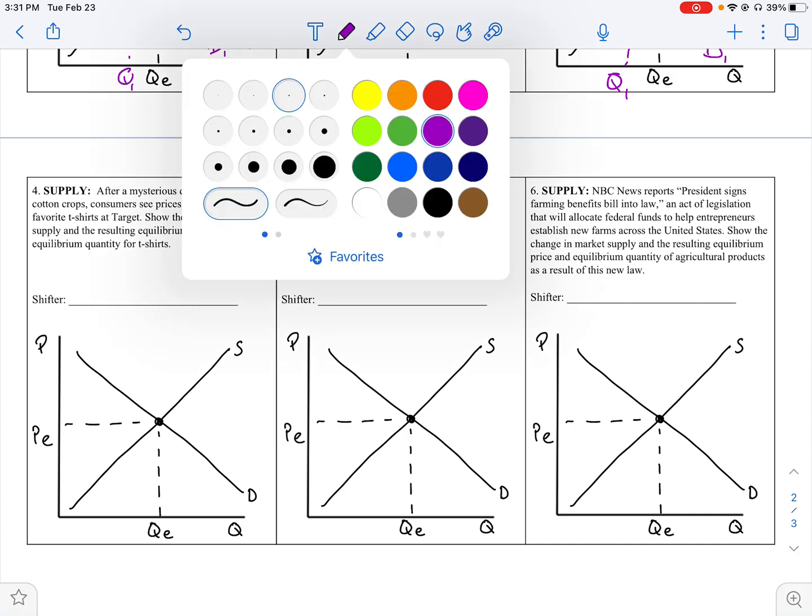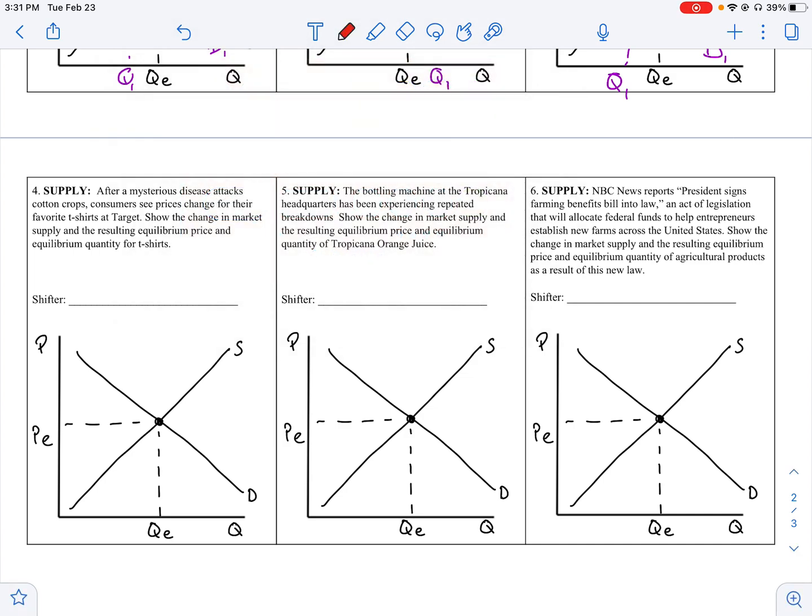After a mystery illness attacks the cotton crops, consumers see the price change for their favorite t-shirts. So the cotton crops are no longer available. This is a very important resource into making those t-shirts. We're going to see that supply shift to the left. We're going to do P1 and Q1. And this shifter is the price of resources, or you could also say the availability of resources.